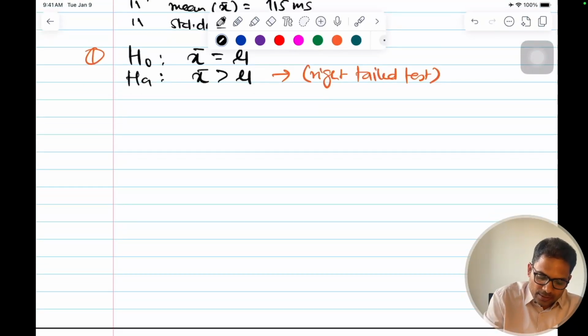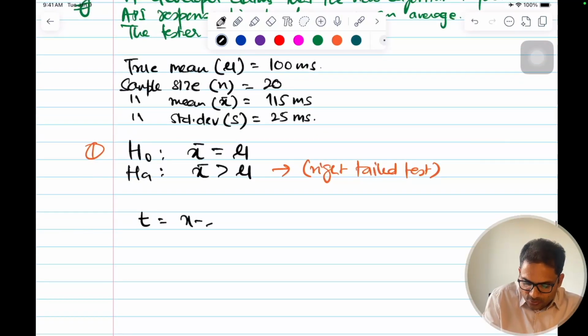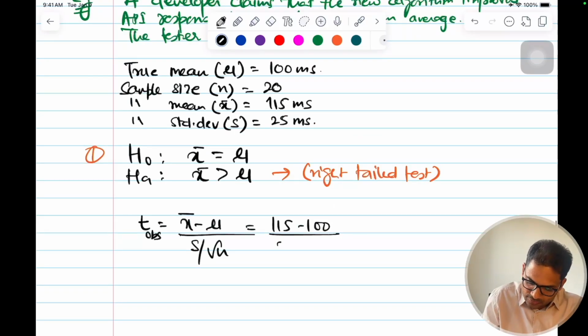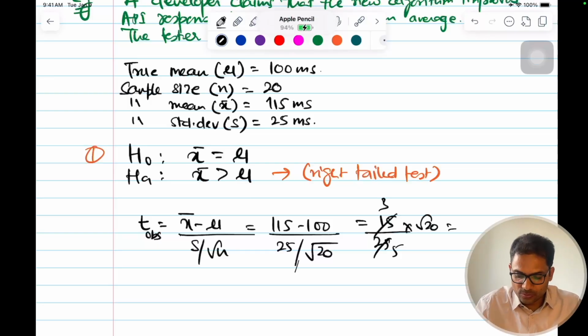And now let's check the test statistic. So what is the test statistic here? This is x bar minus mu. We have decided that we'll do one sample t test, and let's see the t observed. What is the value? This will be x bar minus mu divided by s by square root of n. X bar is 115, mu is 100, S the standard deviation is 25, and n is 20. This is your 15 by 25, and the square root of 20 will go above. This 15 by 25 will become 3 by 5, so this is square root of 20 into 3 by 5.